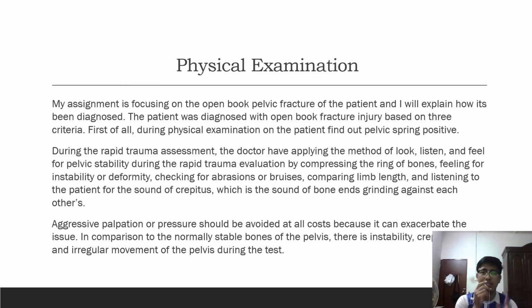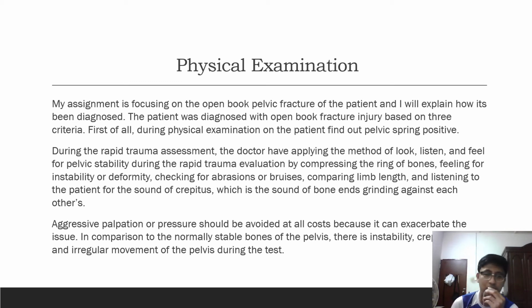How was the diagnosis obtained? There are 3 aspects considered when giving the diagnosis for the patient. First, physical examination. My assignment is focusing on the open book fracture of the patient, and I will explain how it is diagnosed. The patient was diagnosed with open book fracture injury based on three criteria. First of all, during physical examination of the patient, the pelvic spring test was found to be positive.